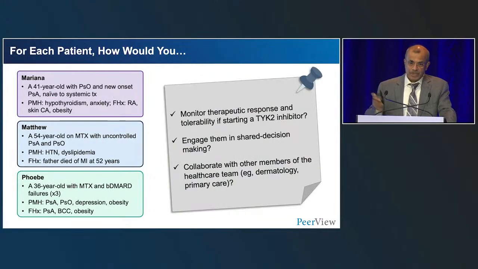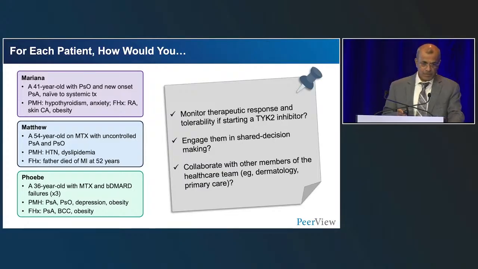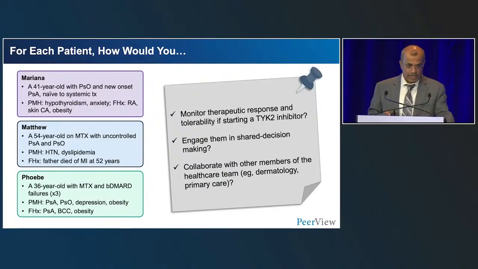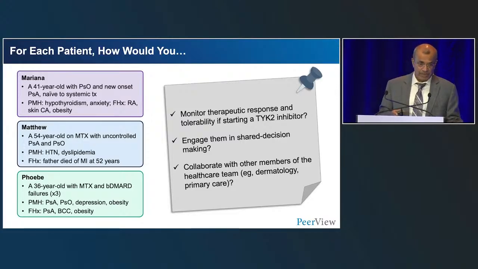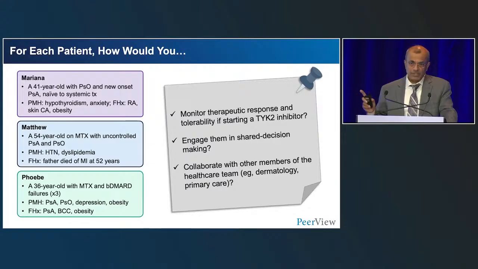And so these were the three patients that we looked at. Mariana, who was new onset psoriatic arthritis, naive to any treatment, Matthew, who was a methotrexate inadequate responder, and Phoebe, who was a biologic inadequate responder. And the questions on the right, I'm not going to ask you to vote on, but this is something that we just need to mull in our own mind. We need to think about this when we are seeing these patients.